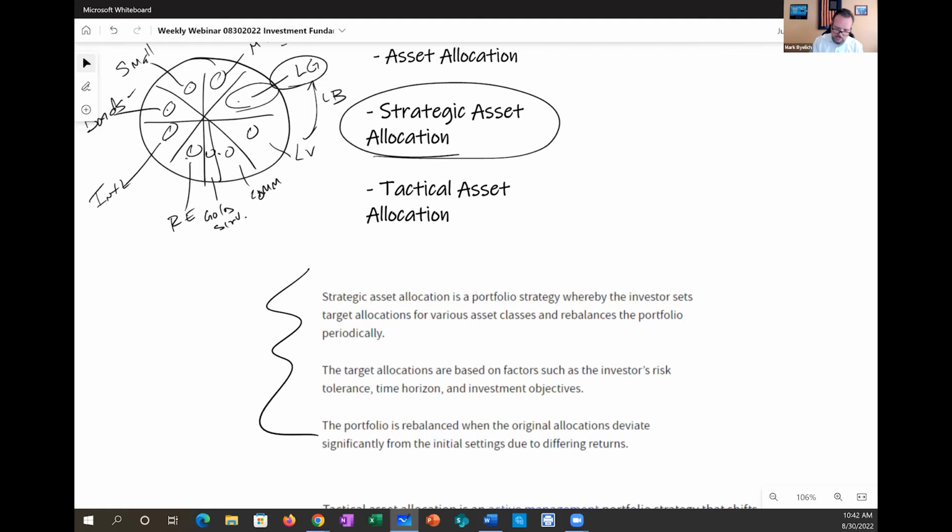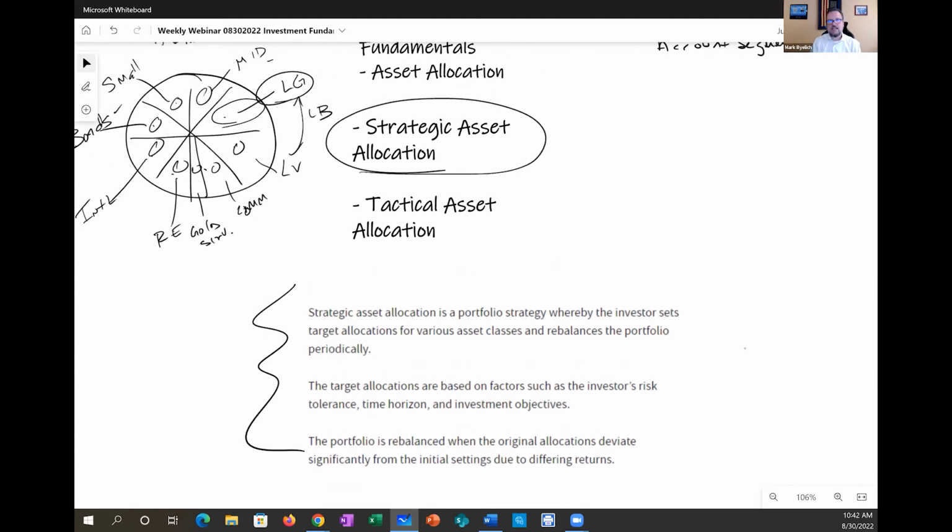And anybody can do that, investopedia.com. I just Googled it, strategic asset allocation. Investopedia is, I really like that one because it tends to have just simple language, and it simply writes, Strategic asset allocation is a portfolio strategy whereby the investor sets target allocations for various asset classes and rebalances the portfolio periodically. The target allocations are based on factors such as the investor's risk tolerance, time horizon, investment objectives. The portfolio is rebalanced when the original allocations deviate significantly from the initial settings due to differing returns.